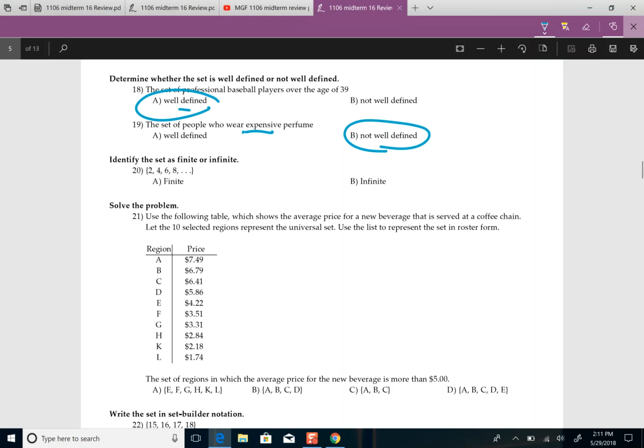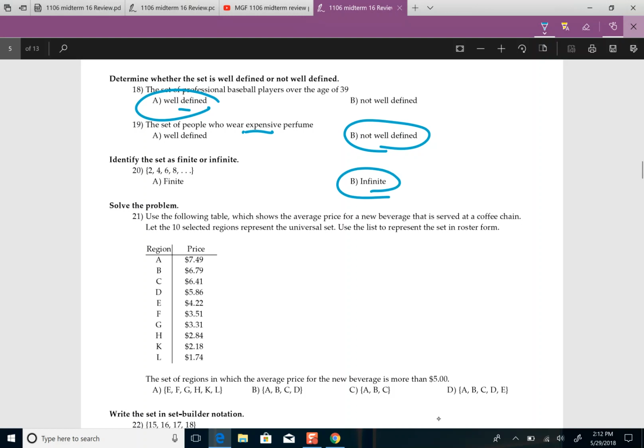Number 20 just says identify the set as either finite or infinite. So does this go on forever, or could I put a cardinality to it? So this says 2, 4, 6, 8. You can see definitely I'm doing even natural numbers, and you can say that is going to go on forever, so that makes it infinite.